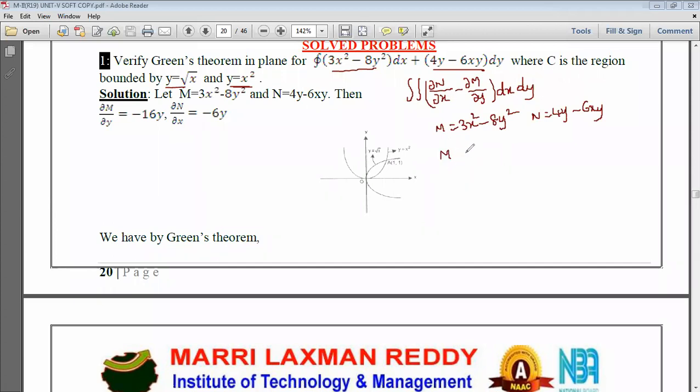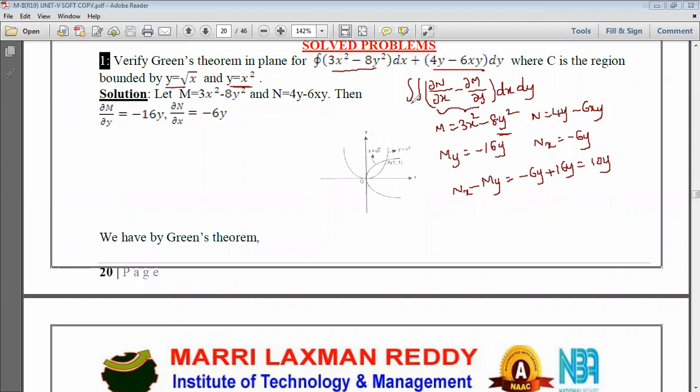∂M/∂y is nothing but, with respect to y, we are applying the partial derivative. So the derivative of −8y² is simply −16y. And N_x is nothing but, with respect to x, what will we get? −6y. And now N_x minus M_y, ∂N/∂x − ∂M/∂y, is equal to −6y − (−16y), that is −6y + 16y. So this is equal to, simply, 10y. So we got this one.